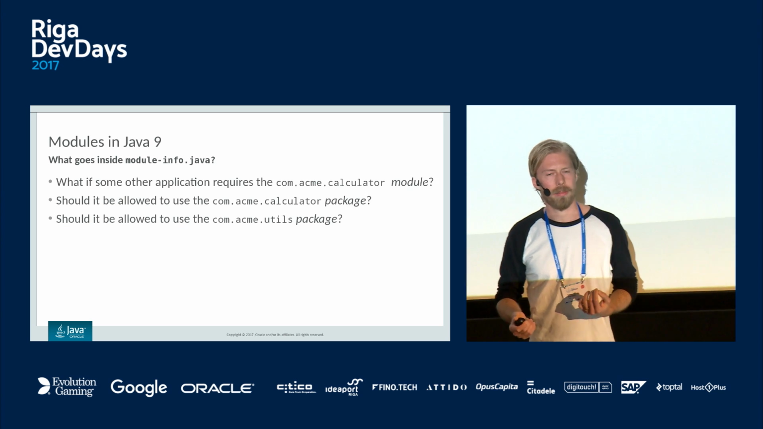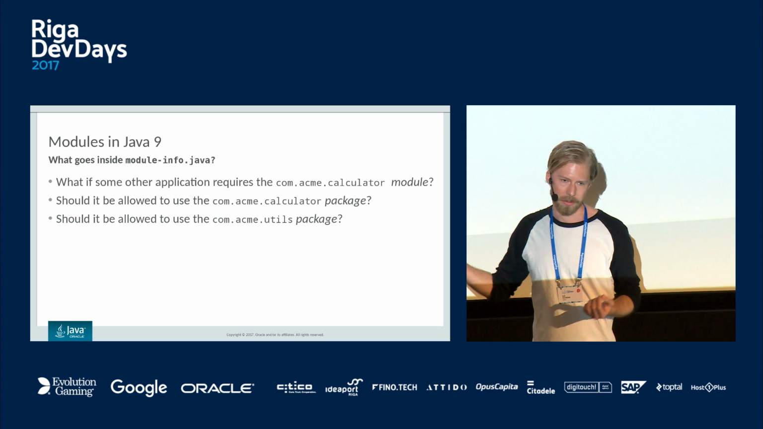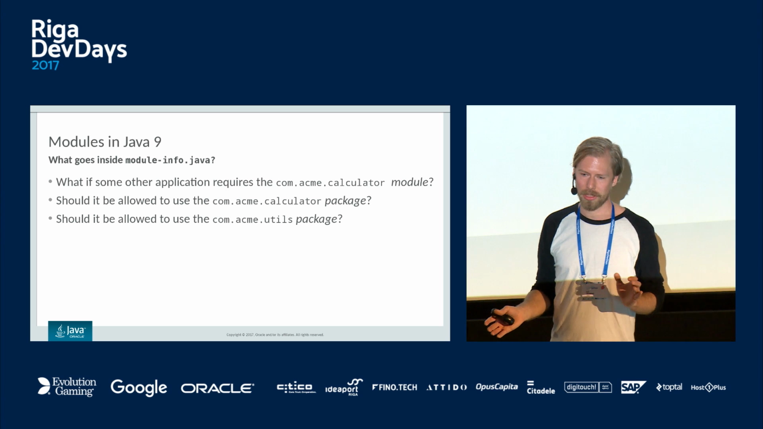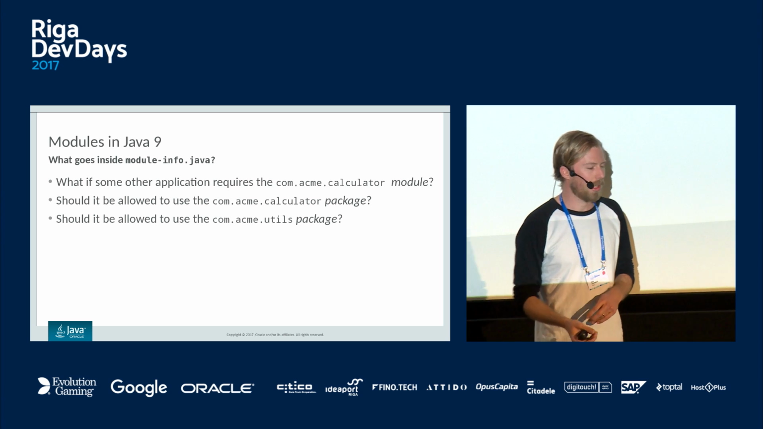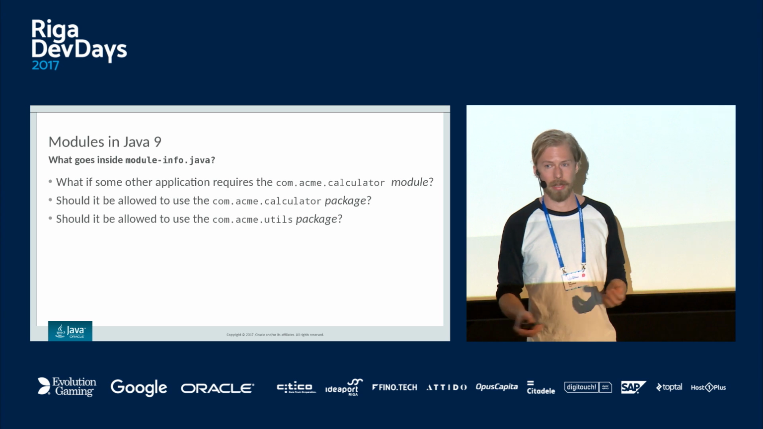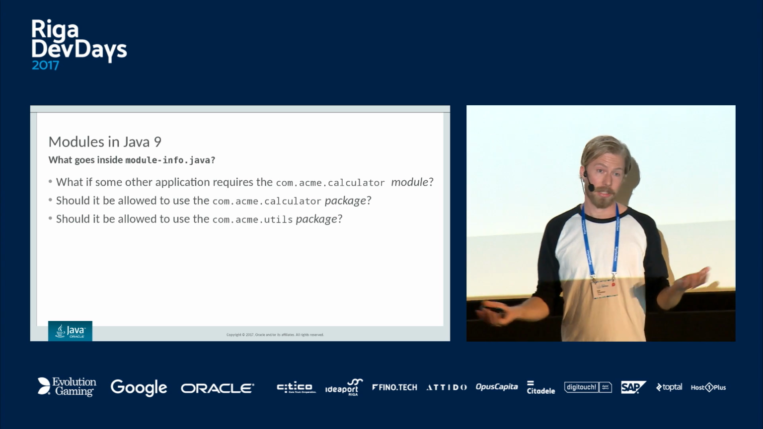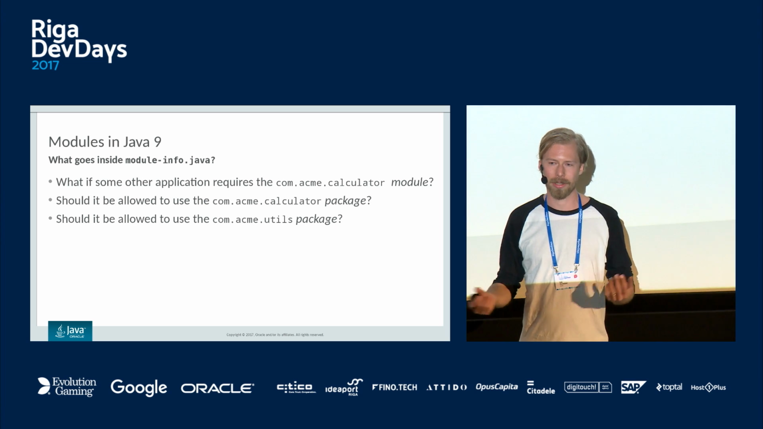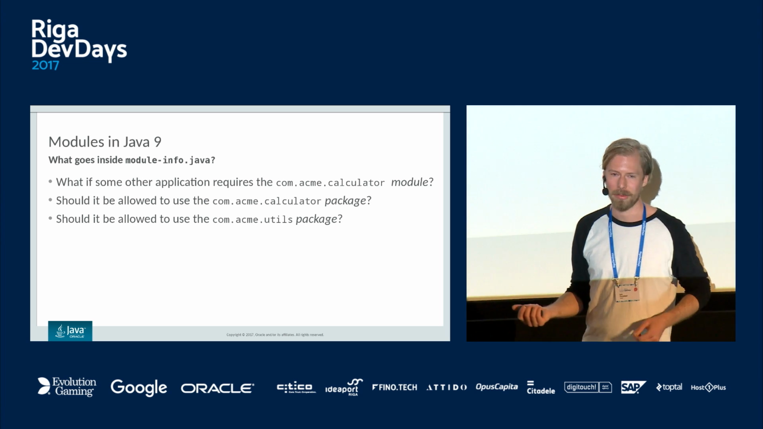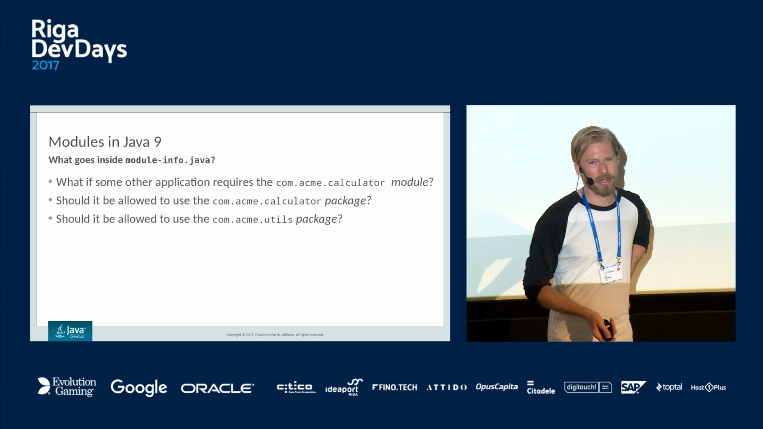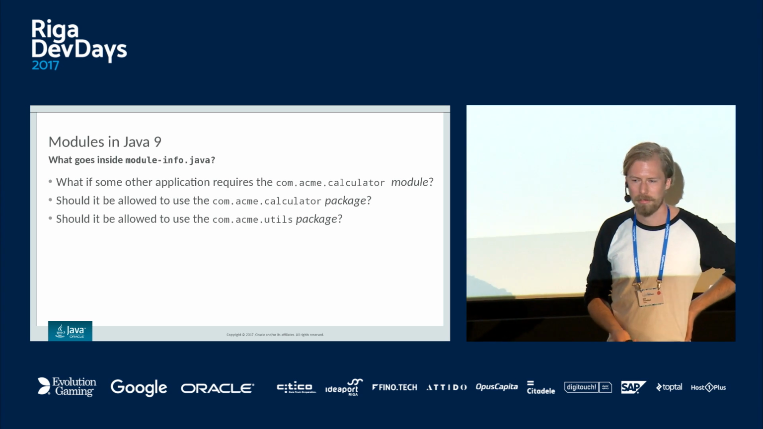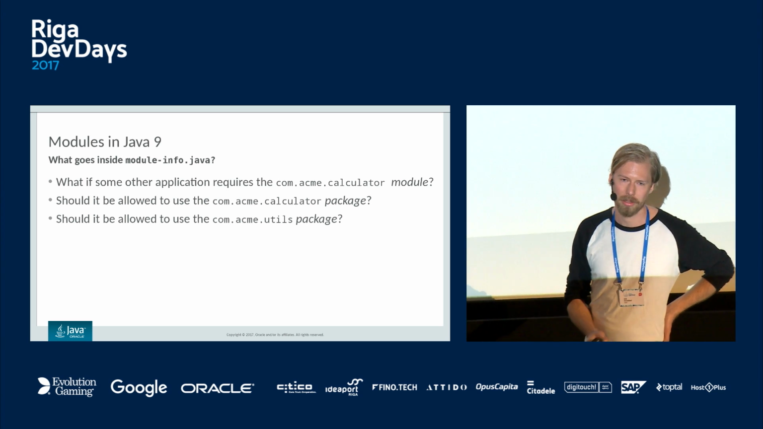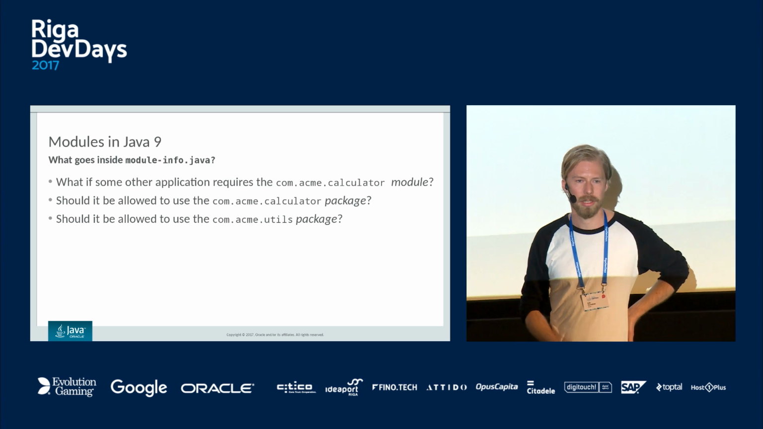Now, what if some other application wants to use the little library we just created, the com.acme.calculator module? Should that application or other module library be allowed to use the com.acme.calculator package? Yeah, that seems reasonable. After all, that's the reason we made this library at all, to bring the world the functionality of adder, subtractor, divider, and multiplier. Should it be allowed to use the com.acme.utils package? No, that doesn't seem necessary. That's an implementation detail for our module, where some things we just use internally.